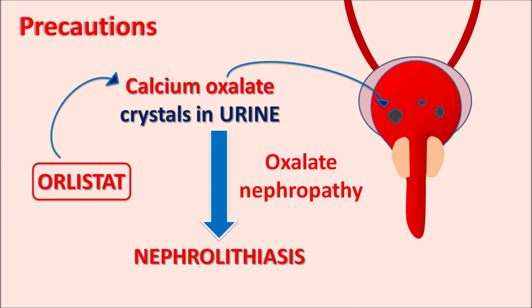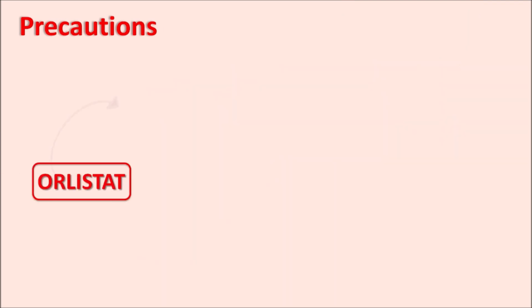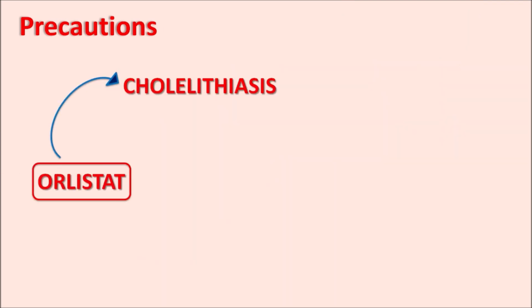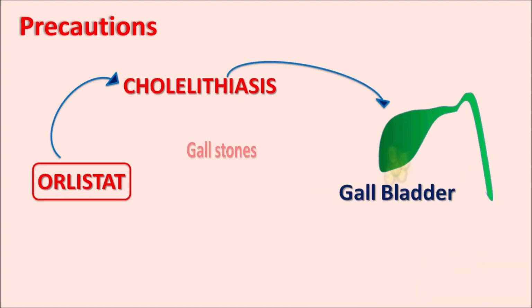So when this orlistat is going to be used, care should be taken to check any development of renal stones in the patients. Similarly, orlistat can also produce cholelithiasis. This is the formation of gallstones. Within the gallbladder, gallstones can be formed which may block the bile ducts so that the bile is not properly released from the gallbladder. In this way, orlistat can produce both renal stones as well as gallstones.